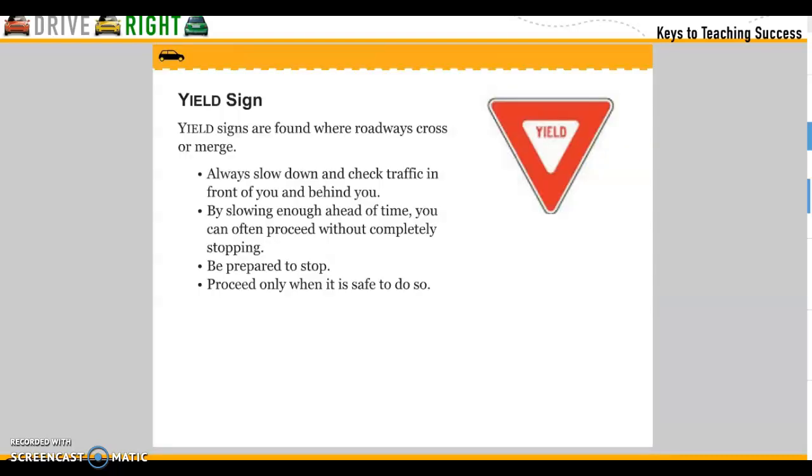Yield signs. Yield signs are found where roadways cross or merge. Always slow down and check traffic in front of you and behind you. By slowing enough ahead of time, you can proceed without completely stopping. Be prepared to stop. Proceed only when it is safe to do so.